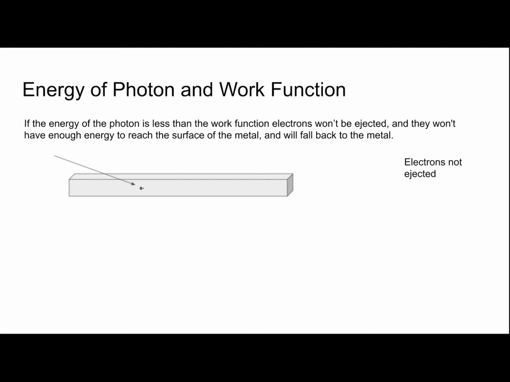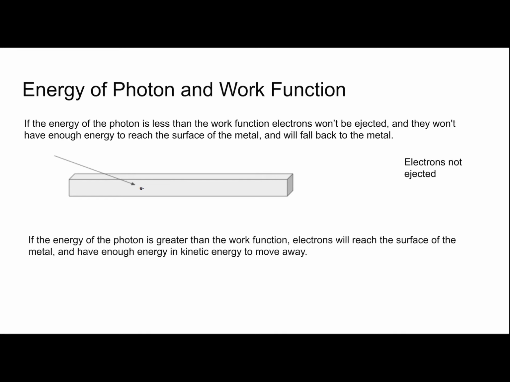So as we see here, the electrons are not ejected. If the energy of the photon is greater than the work function, electrons will reach the surface of the metal and they will have enough kinetic energy to move away. So in this case, the energy is absorbed by the electron.